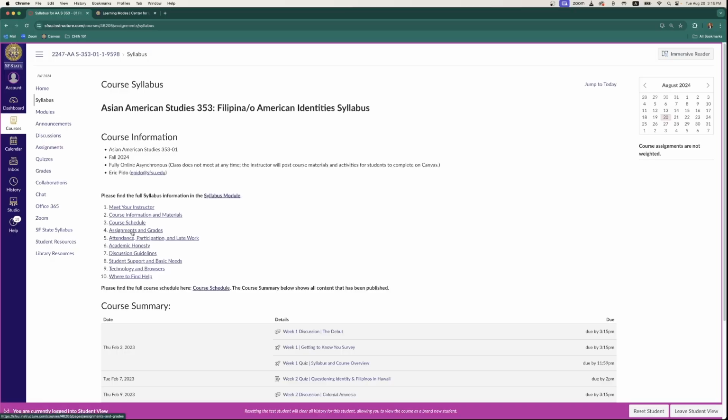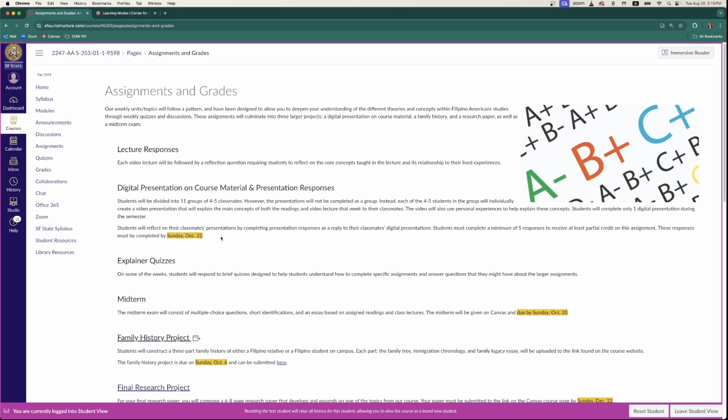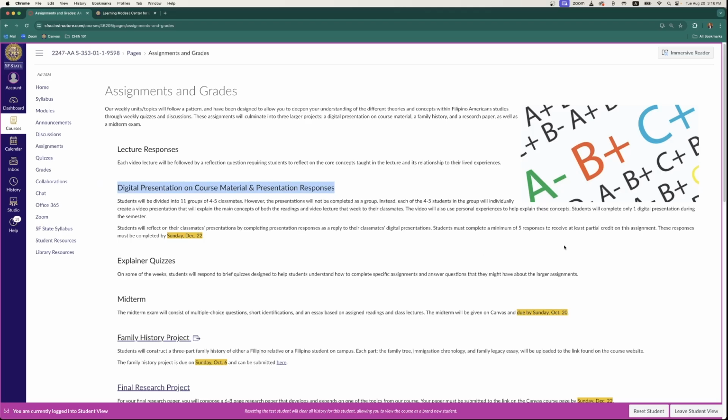If you take a look at the list of assignments that you'll be completing in this class, you'll see something called a digital presentation. You'll also see something called a presentation response. And this is talking about one of the major requirements in the course. Each week, about 4 to 5 students will upload a digital presentation on the weekly course material. I'll explain how to complete this assignment next week, since the first group will be uploading theirs starting week 3.